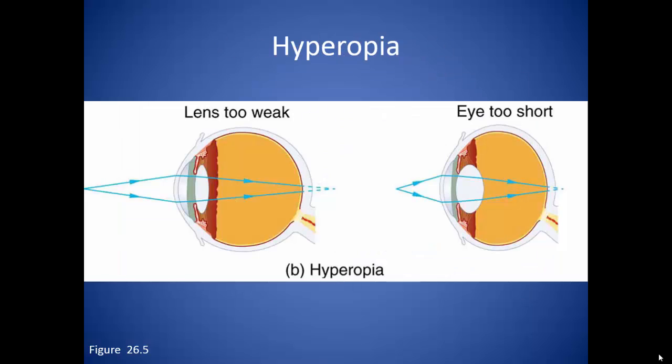On the other hand, sometimes the eye is too short. In this condition, the near point is greater than 25 centimeters. As a result, the light rays entering the eye are focused on a point behind the retina. So up-close images are difficult to see. This is usually referred to as farsightedness.